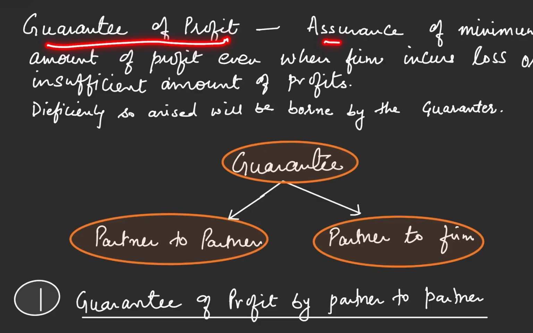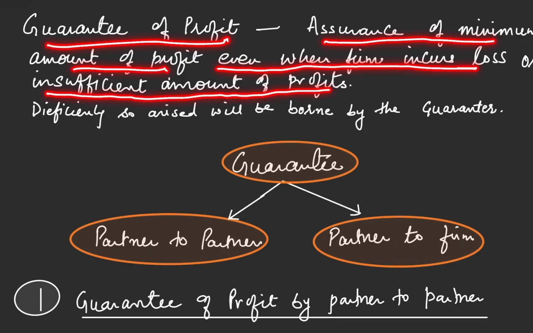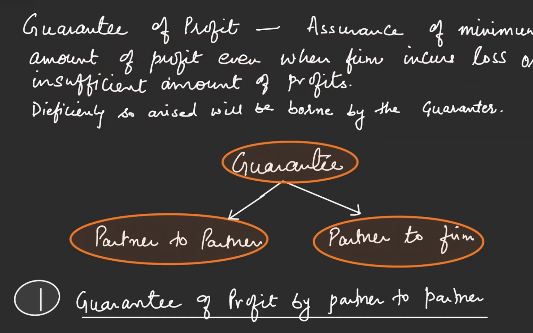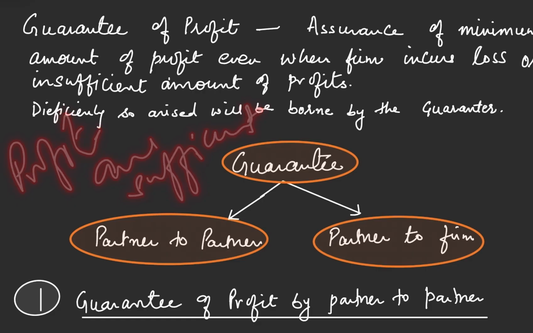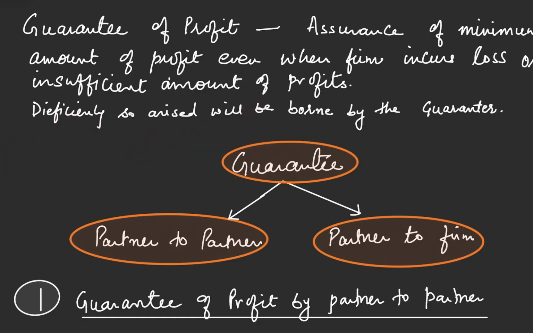Guarantee of profit means assurance of minimum amount of profit even when the firm incurs loss or insufficient amount of profits. Deficiency so arisen will be borne by the guarantor. So, if the profits are sufficient, then in that case, there is no need to invoke the right of getting the minimum amount of profit.